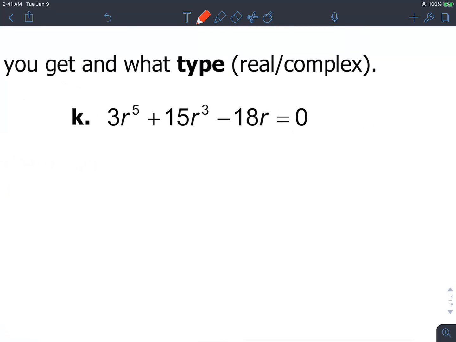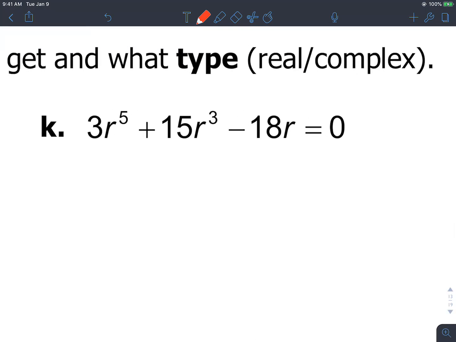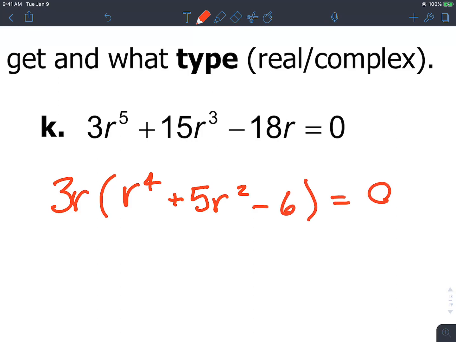Now this next one here, it's kind of getting exciting. This one's got everything divisible by not just r, but everything is divisible by 3 as well. So we're going to factor out 3r. And then we're going to write r to the 4th, we got 5r squared, and then minus, I guess, was that 6?